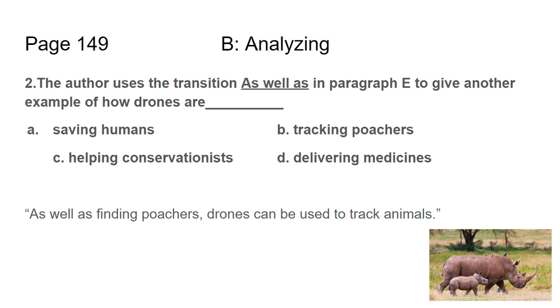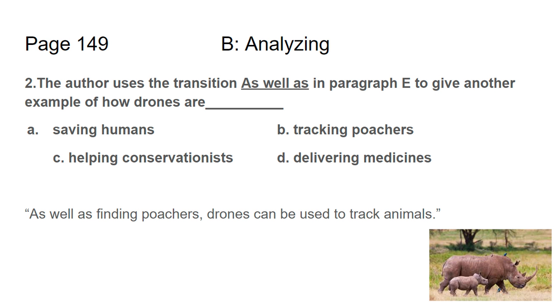Okay, number 2. The author uses the transition as well as in paragraph E to give another example of how drones are doing what? Okay, so we have a list of examples in paragraph E. It says, as well as finding poachers. So as well as is similar to in addition. In addition to finding poachers, drones can be used to track animals. Okay, so drones can do 2 things in the sentence. Find poachers and track animals.